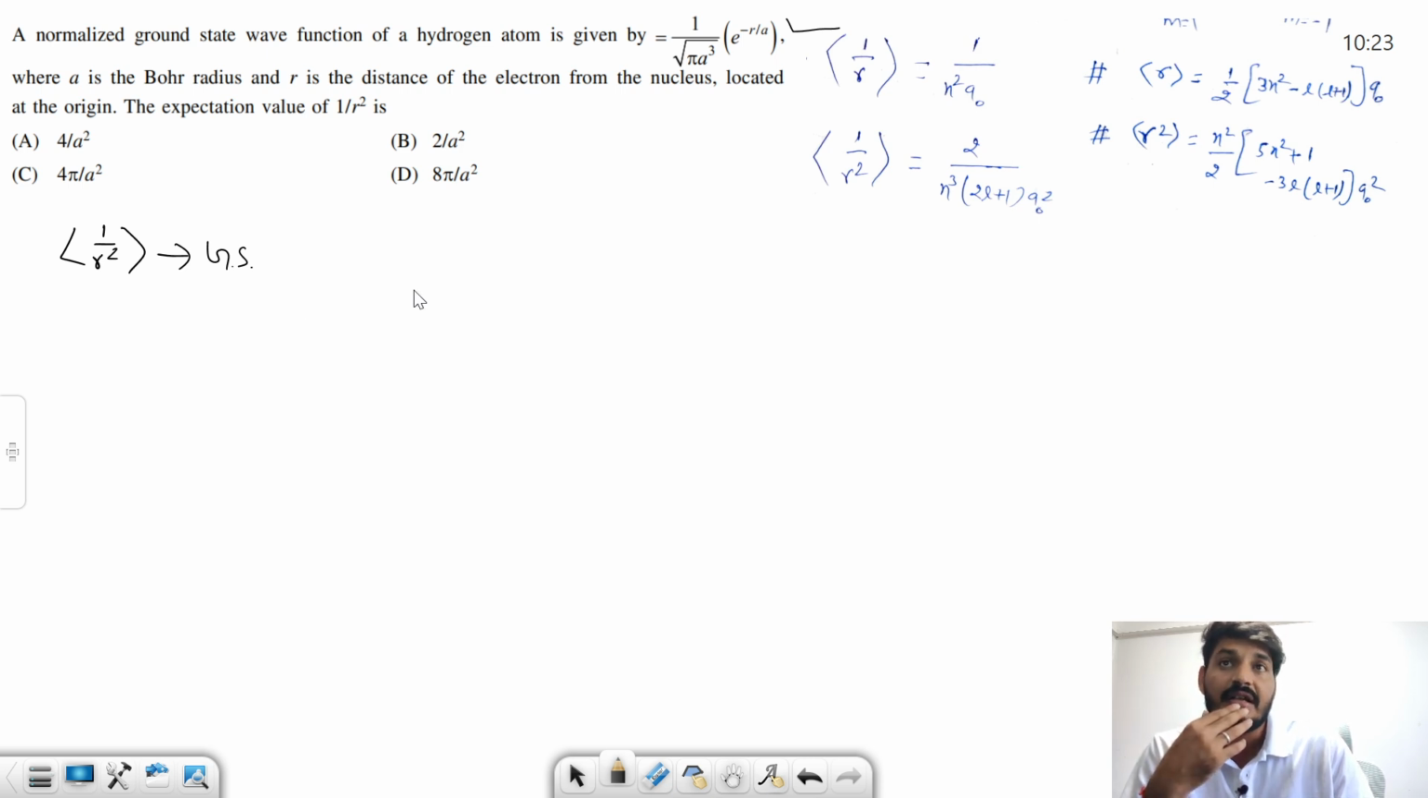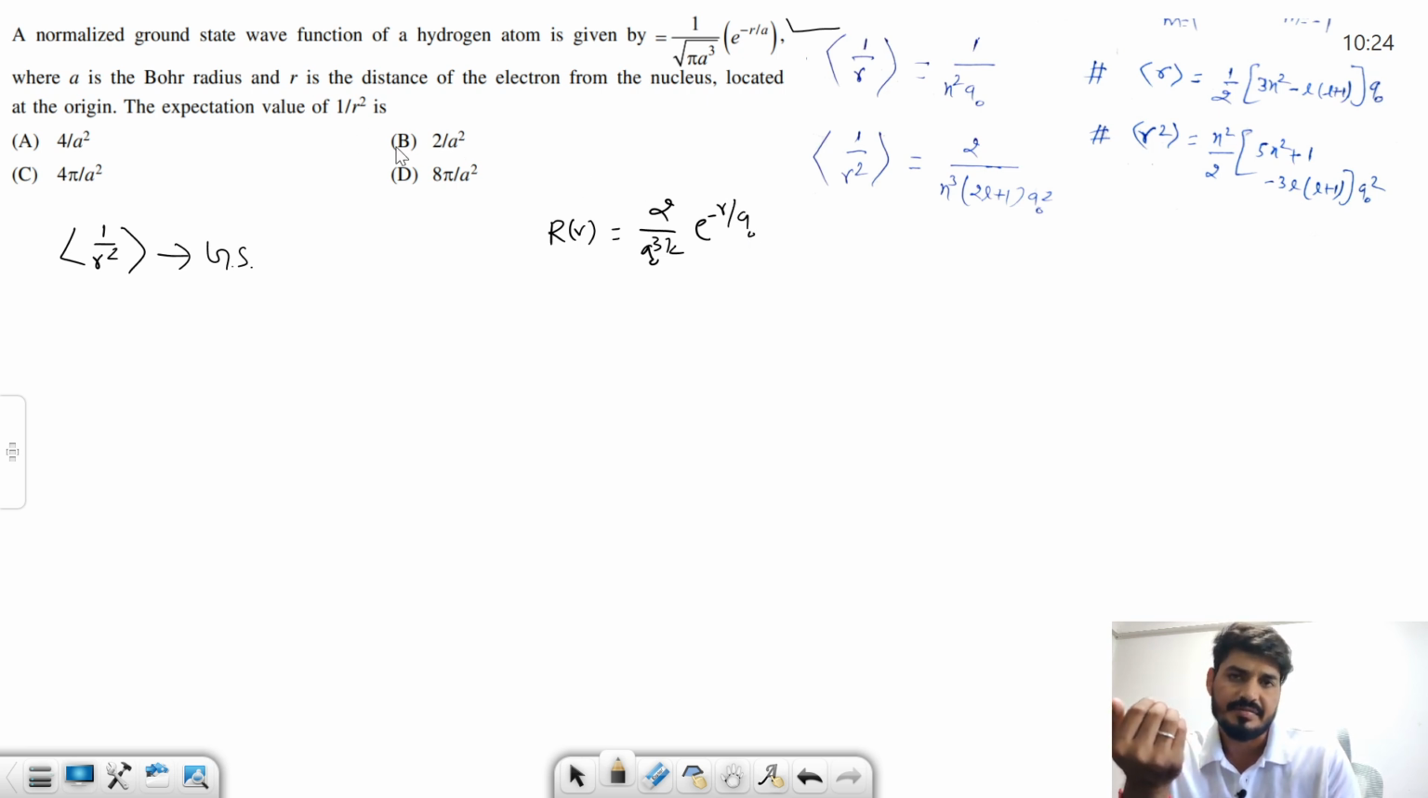How to do this? Ground state wave function is already given to us. Now, what is this ground state wave function? Is this total wave function or radial part of the wave function? How to find out this? So for that you have to remember the radial part of wave function. For hydrogen atom, the radial part of wave function is nothing but 2 over a naught to the power 3 by 2 e to the power minus r by a naught. A naught or a, you can put anything. Okay, this is the radial part of wave function.